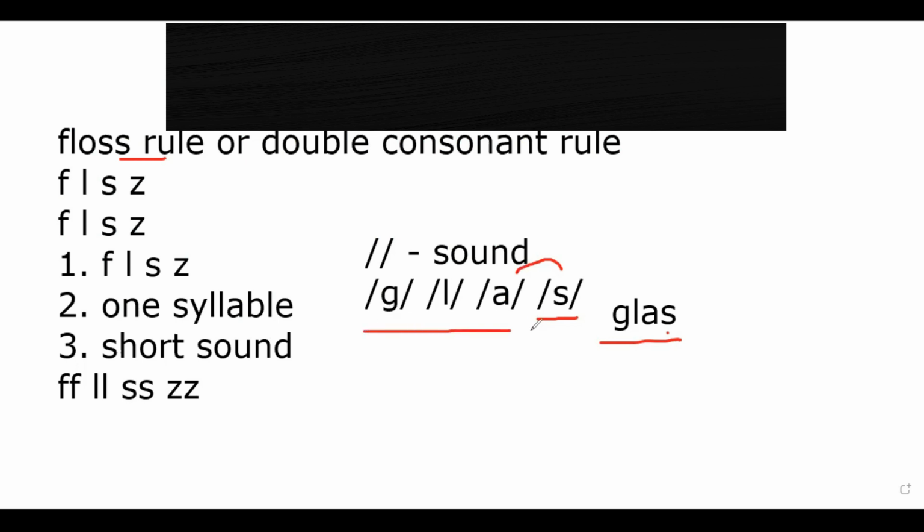Just see the complete word. In the complete word we must have only one vowel sound, and that vowel sound should be short. That is the condition. If all these three conditions are satisfied, yes, the sound is at last, we have only one syllable, which is one vowel sound, and the vowel sound is short. Then while writing, we have to double the consonant at last, as G, L, A, S, S.